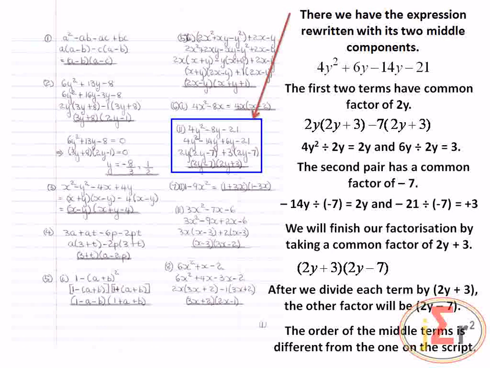The order of the middle terms is different from the one on the script. So in this particular case, whereas when we were working the one on the script, we used a negative 14, then a positive 6, we use a positive 6 and a negative 14. It turns out that the two factors are the same. However, the order is different. And we know that multiplication is commutative. Therefore, the order that we multiply numbers or expressions in does not affect the result. So we are sure that although these factors are arranged in a different order, we are still correct.